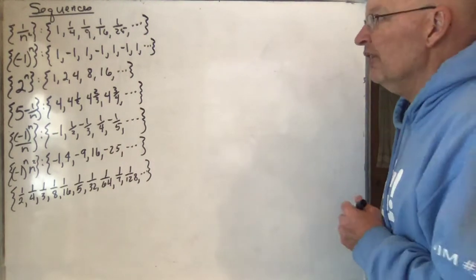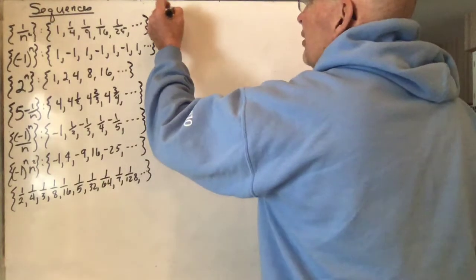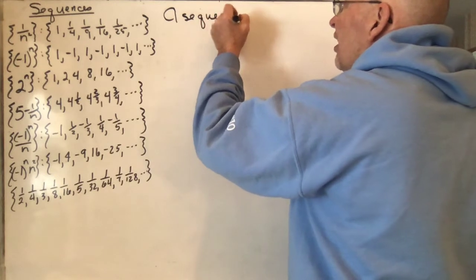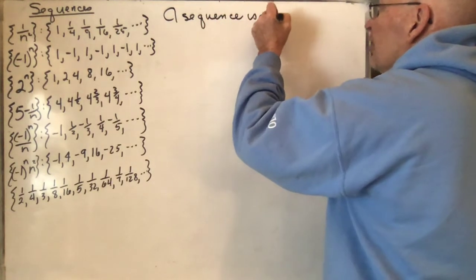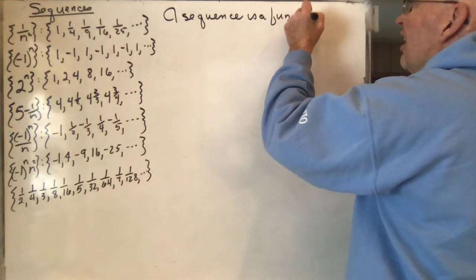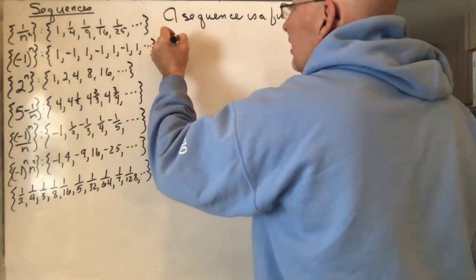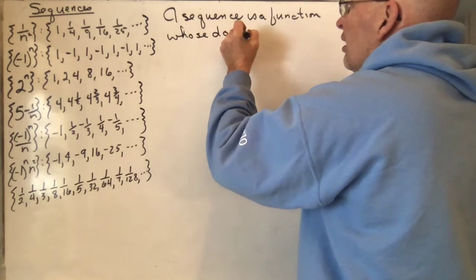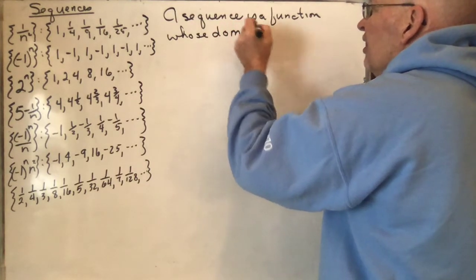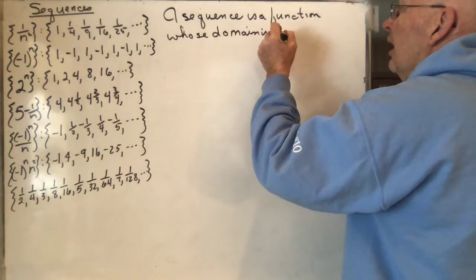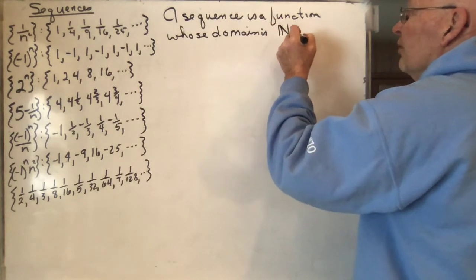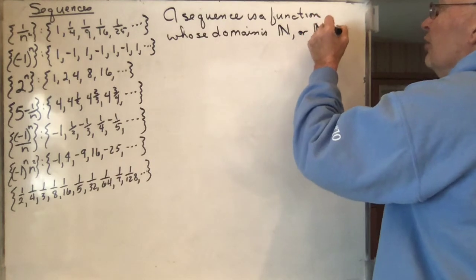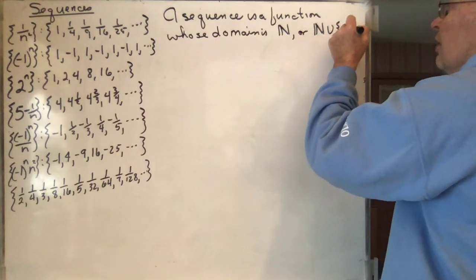So a sequence is just a function. A sequence is a function whose domain, that is the values that you stick in, is typically the set of natural numbers or the set of natural numbers union 0.